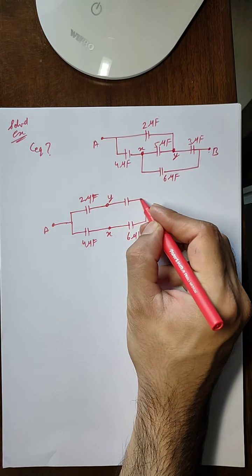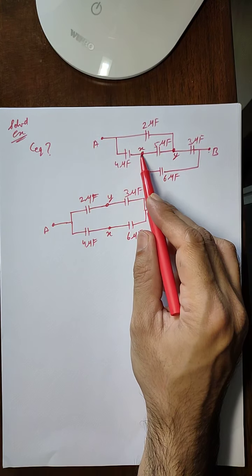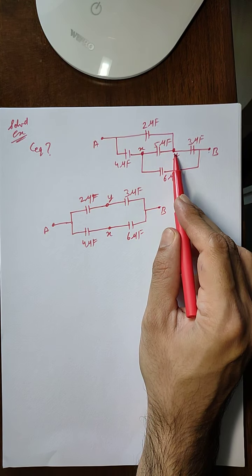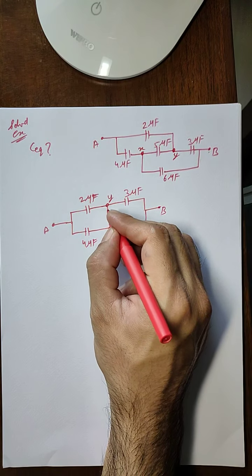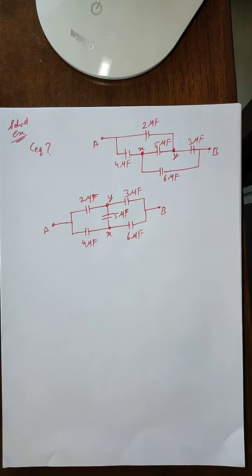So I can draw it here, 3 microfarad, and between the 2 points X and Y a capacitor of 5 microfarad is connected. So we can write it here of 5 microfarad. Now as you can see, this is a Wheatstone bridge.